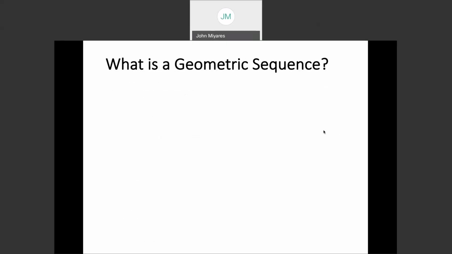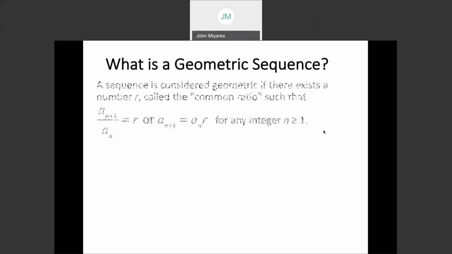All right, that's enough for section 12.2. I think we're ready to move on to section 12.3 and geometric sequences. A sequence is considered geometric if there exists a number r called the common ratio such that a sub n plus 1 divided by a sub n equals r, or the next term a sub n plus 1 equals a sub n times r for any integer n greater than or equal to 1.